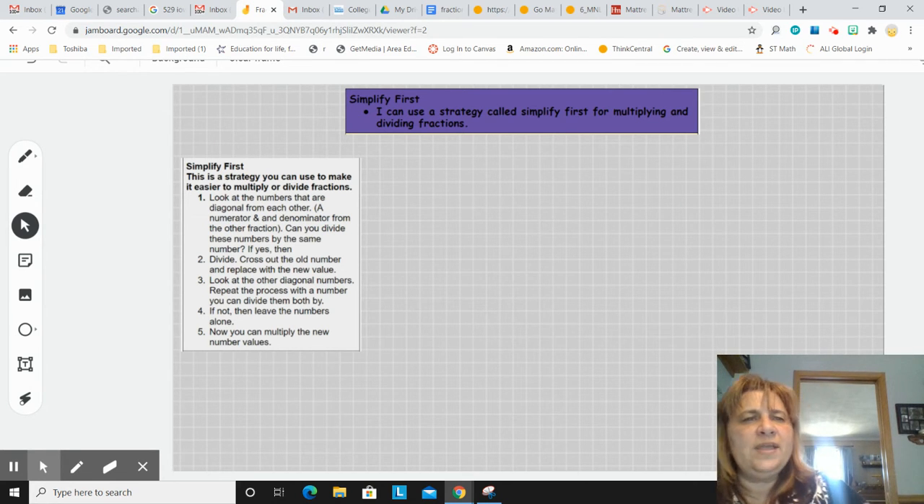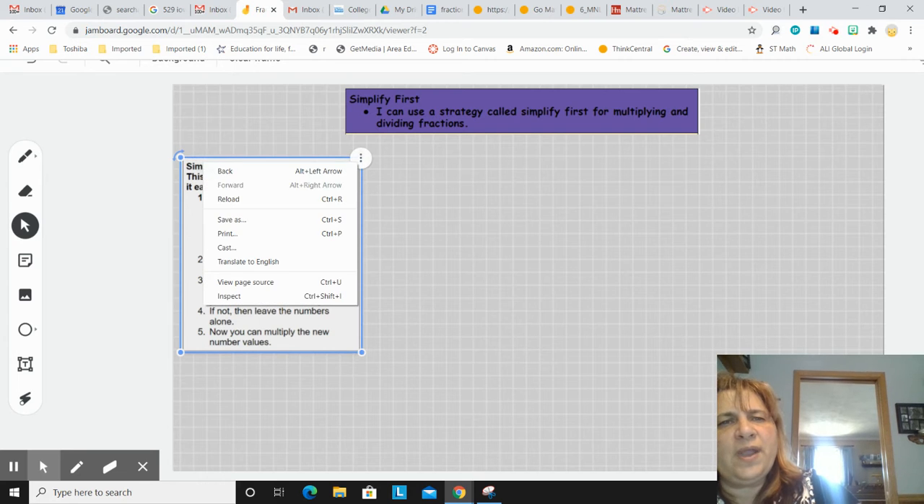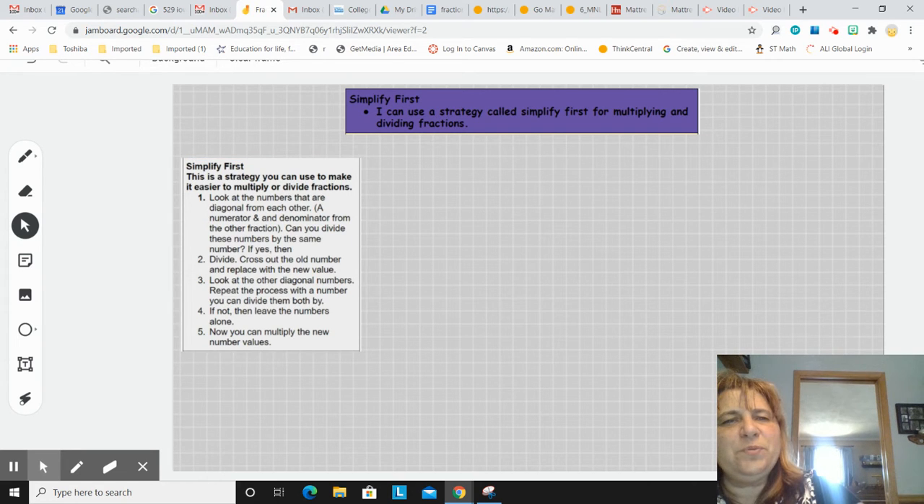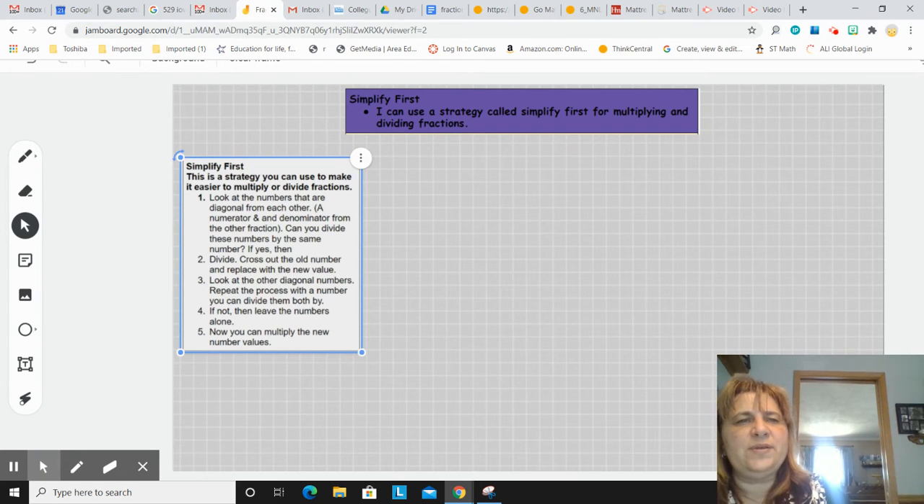I do have a whole bunch of notes for you right here in this blue box today. Again, I'm going to try to go through each step with you. Remember, you can stop the video at any point when I'm going too fast, and you can review any of these steps or write them in your math journals. All right, so let's talk about simplifying first.